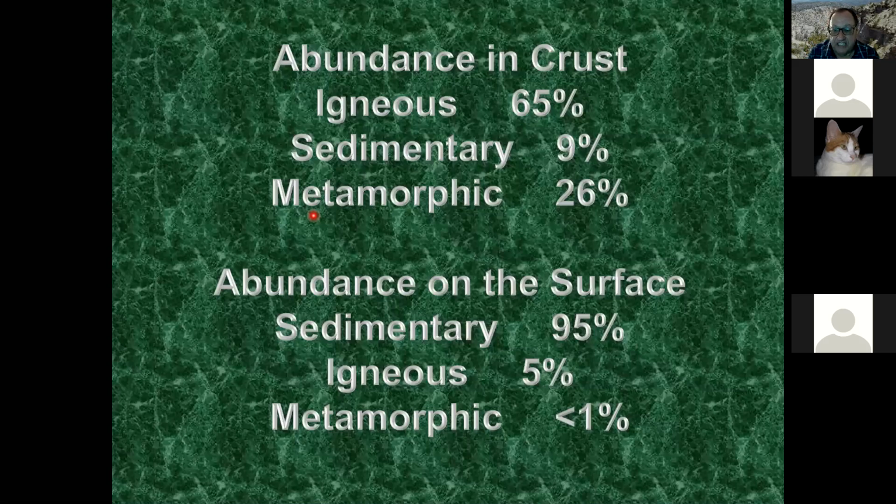Abundance in the crust. Igneous rocks are the most abundant rock in the crust. And sedimentary are actually the least abundant when we look at the entire crust. But if you look at the surface rocks around the world, 95% of those rocks on the surface are sedimentary. And 5% are igneous, and about 1% or less are metamorphic. So tonight with the national parks, you actually will hear all three being mentioned.